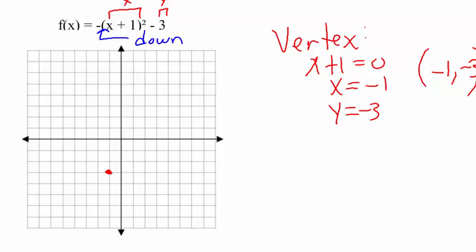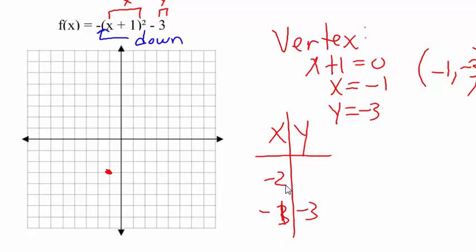Next, we know this is going to open down, so every other point should be below this vertex that we've already plotted. One way to do this, if you prefer, you can certainly make an XY table and put that negative 1, negative 3 in the middle of the table and just plug in a couple of x values on either side and see what you get for each y value. That would graph the rest of this graph.